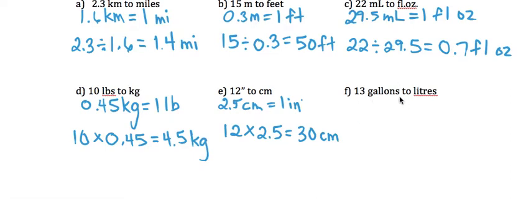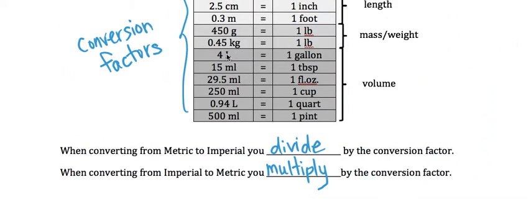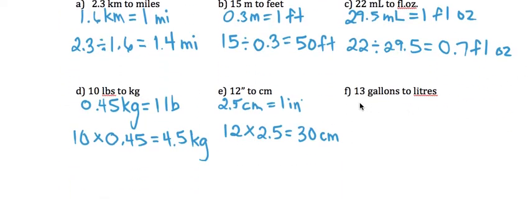And now we're going to go from 13 gallons to liters. So if I come up here, there are 4 liters in every gallon. So I'm going to use that conversion factor. There are 4 liters in every gallon. So I'm going to go from 13 gallons to liters. So I'm multiplying my 13 by 4. And doing so gives me a value of 52, and my units are liters. So there are approximately 52 liters in 13 gallons.